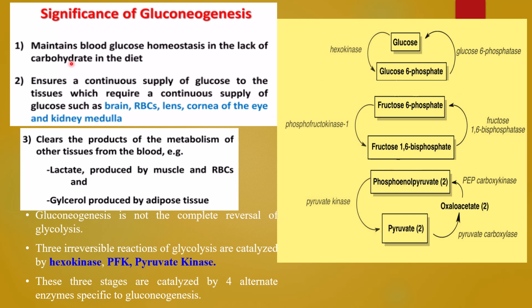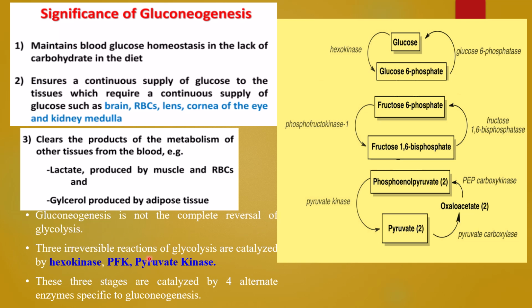the significance of gluconeogenesis: it maintains blood glucose homeostasis in the lack of carbohydrate in the diet, and ensures a continuous supply of glucose to the tissues which require it, such as the brain, RBCs, lens, cornea of the eye, and kidney medulla. And it clears the products of metabolism of other tissues from the blood, like lactate and glycerol.